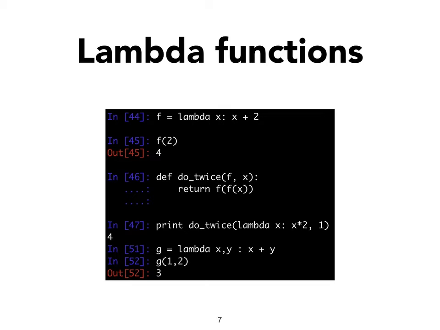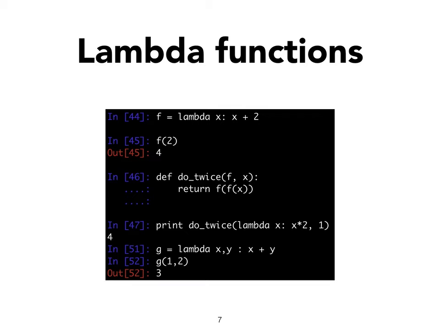And then we print out do twice, and then as the function parameter, we input a lambda function, which takes x as input and then squares it. So it becomes x squared. No, that's not true. It takes x as input and then outputs x times 2. So it multiplies by 2.